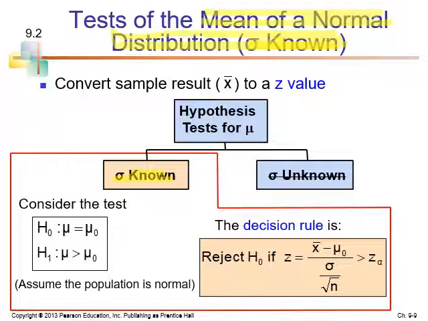Now, if sigma is unknown, we will have to use the T distribution. But as you know, if the sample size is large enough, the T distribution will converge to the Z distribution. And to keep things simple for this course, we will assume that sigma is known, and we will use the Z distribution.